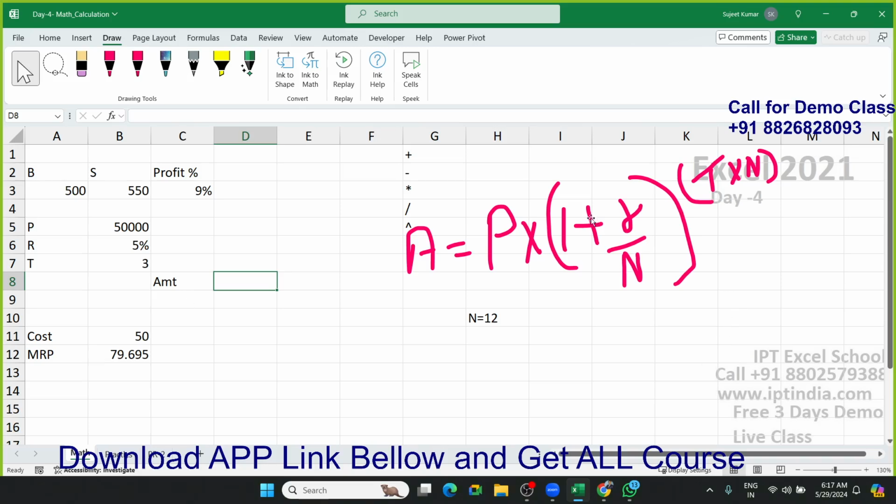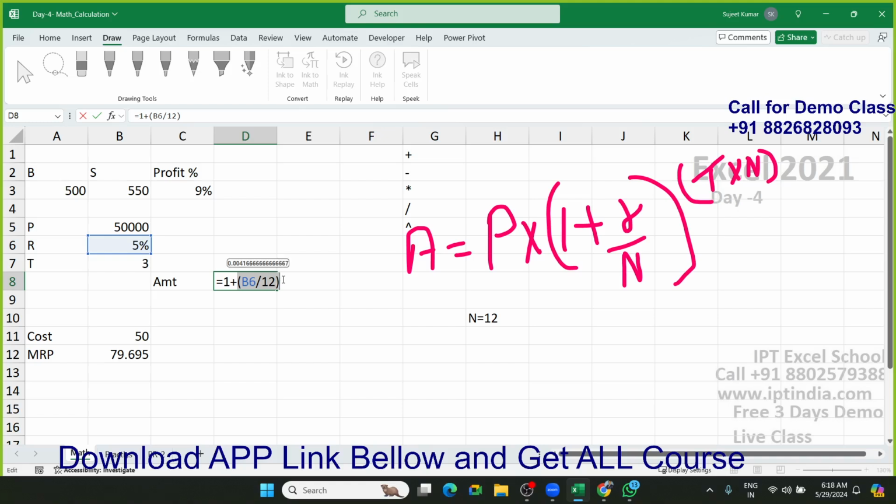So we break it down and do the calculation one by one. First I calculate the bracket section: 1 plus R divided by N. Remember, when you do any calculation with brackets, R is the 5% and we divide by 12 because N is 12. Divide is a different calculation, so we put it in the brackets.